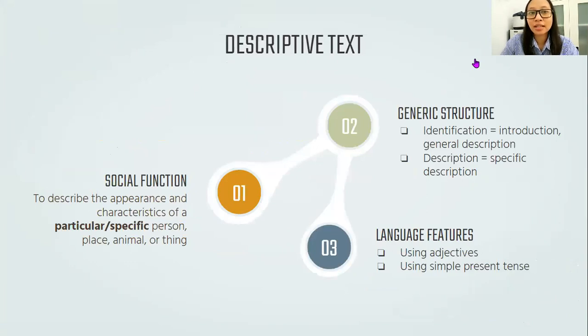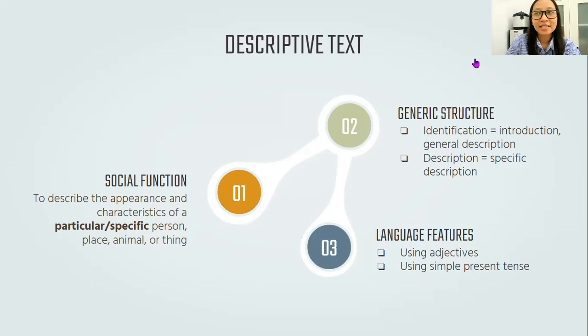In the previous theme, we discussed about a recount text. A recount text is to tell something which happened in the past, right? Meanwhile, descriptive text is, of course, to describe something. It can be describe a person, describe a place, animal, or a thing, but it has to be specific. Which people, which person you are going to describe, which thing, which animal, okay? The thing that you will describe has to be specific, has to be particular.